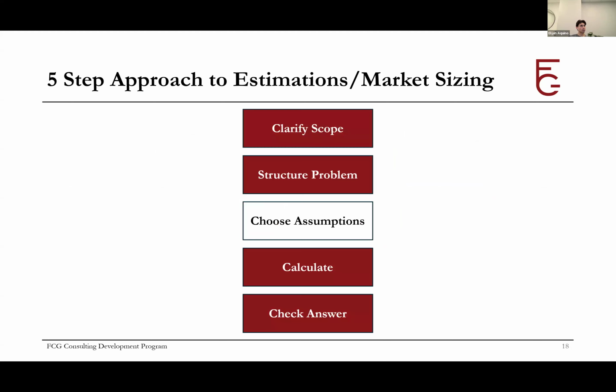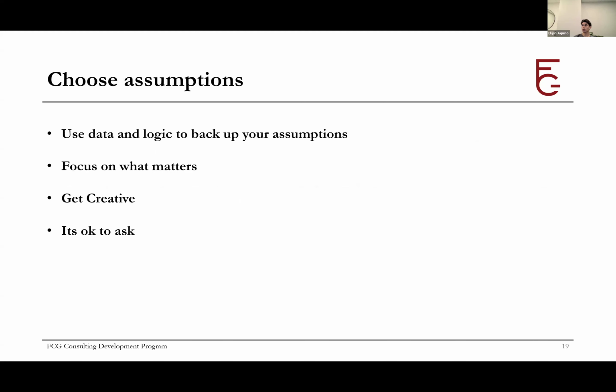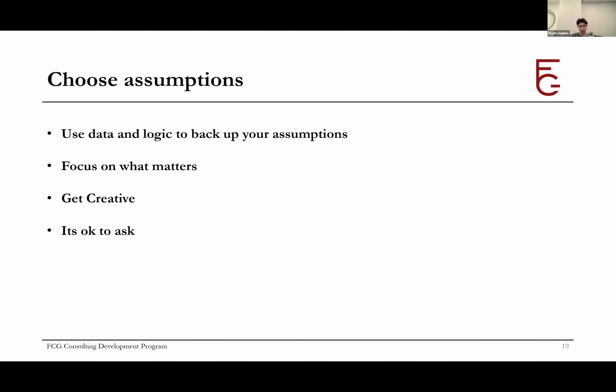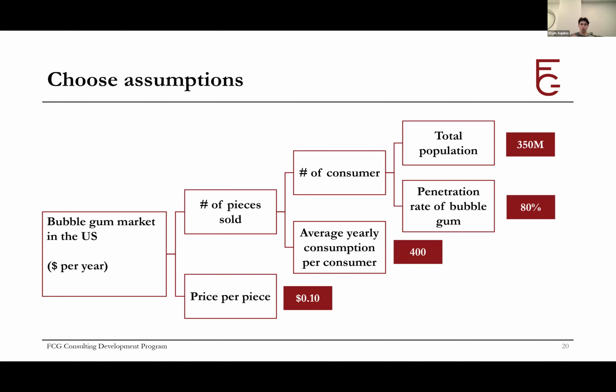Okay, perfect. From there, you're choosing your assumptions. What you want to do here is use data and logic to actually back up your assumptions. If you saw what I was doing here, actually, I don't have my assumptions laid out here, but there you go. I knew that the total population was 350 million, but when I was talking about the penetration rate, I was talking about personal experience.